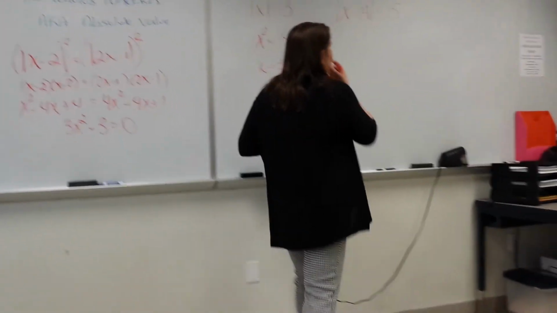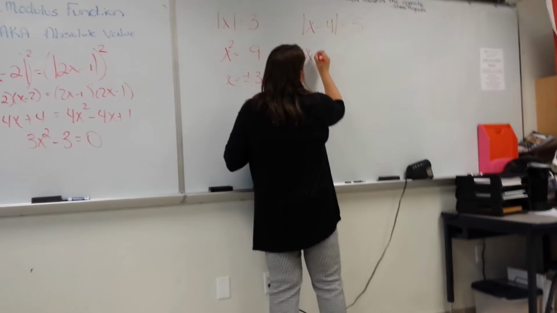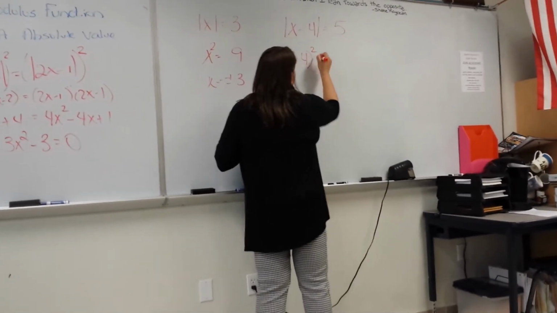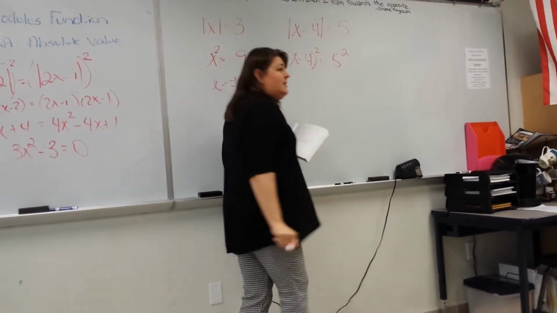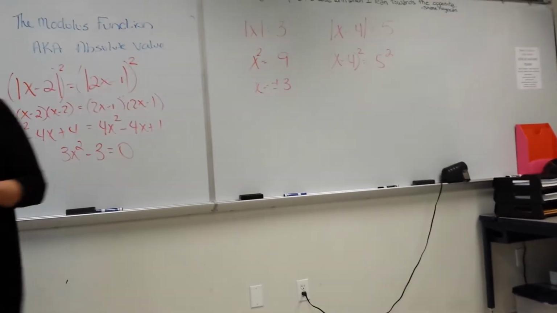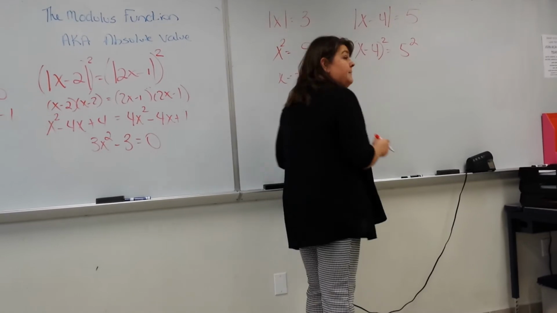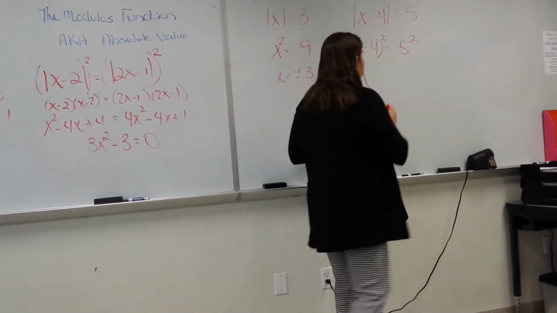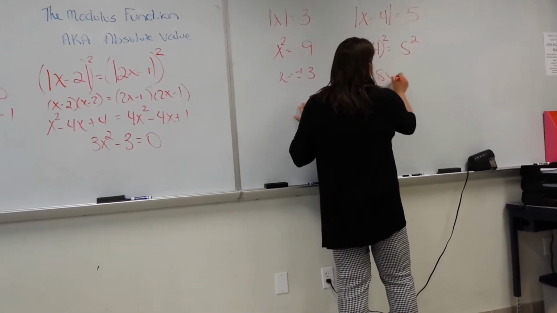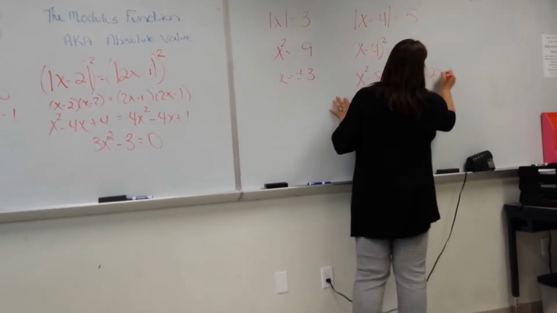Okay, so let's go ahead and do this one. What do we get? If I square it, right? Are we good so far? Now what? FOIL the x minus 4. And I'm not sure this one will work really well. What? x squared minus 8x plus 16. So x squared minus 8x plus 16 equals 25.